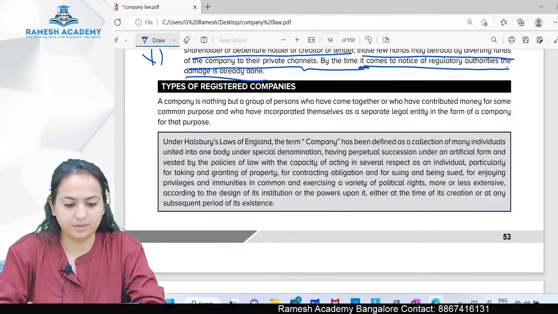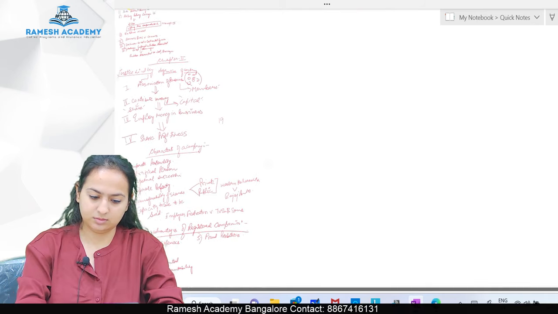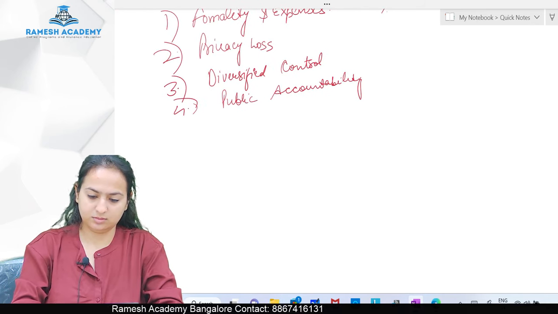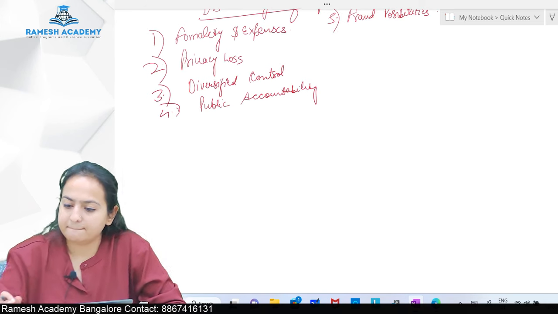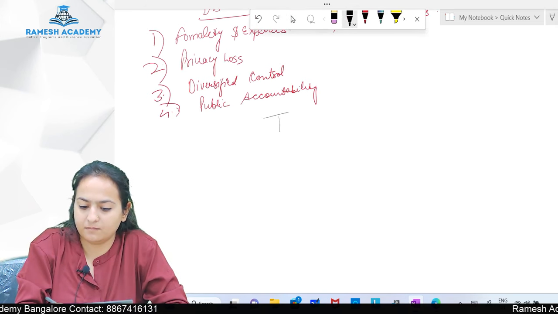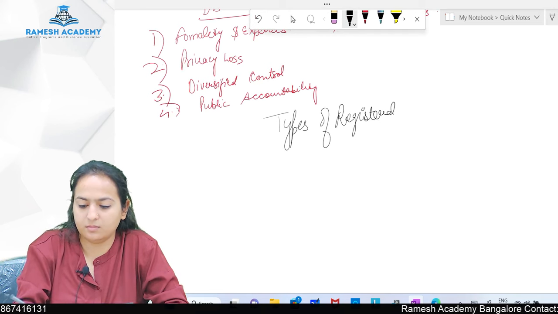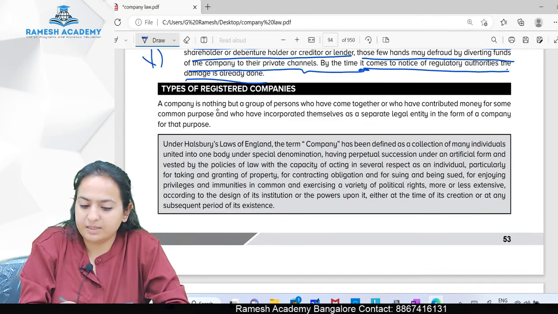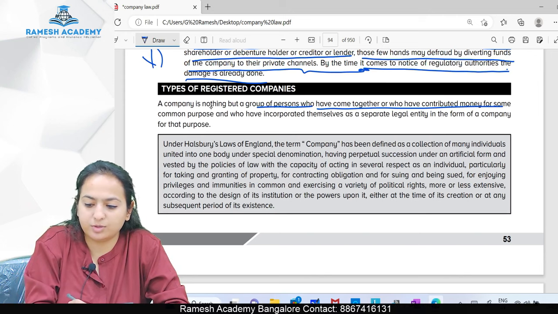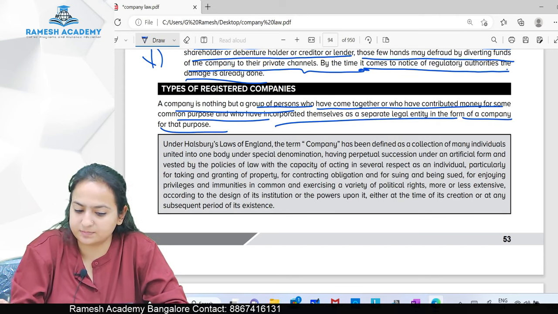So we'll move forward. Types of registered companies. A company is nothing but a group of persons who have come together or contributed money for some purpose and have incorporated themselves as a separate legal person in the form of the company for that purpose. Right.